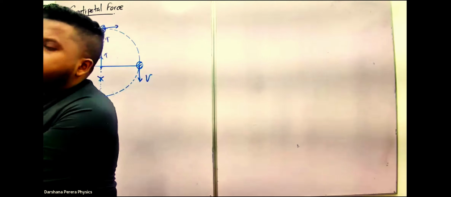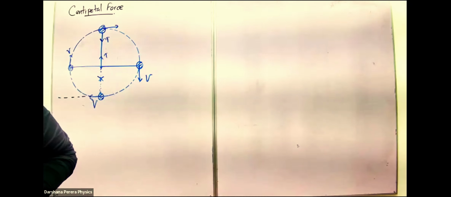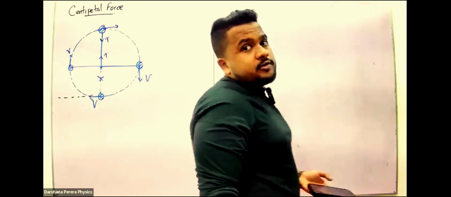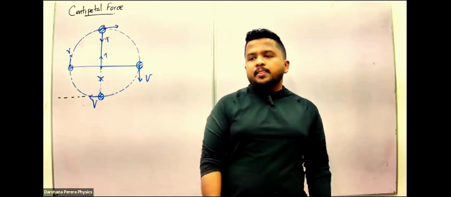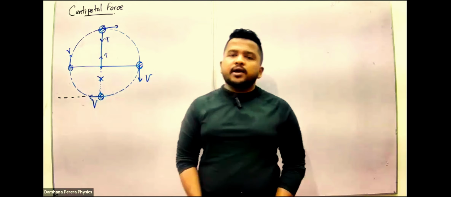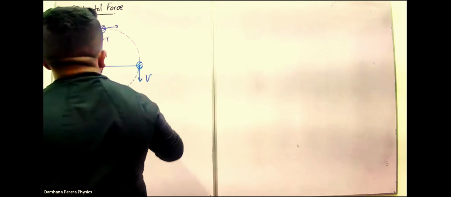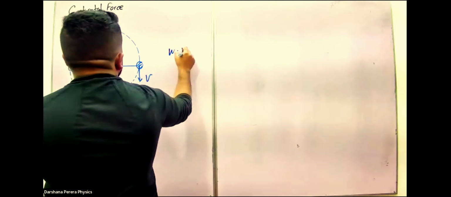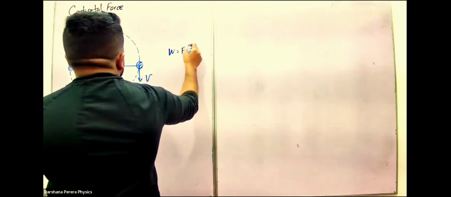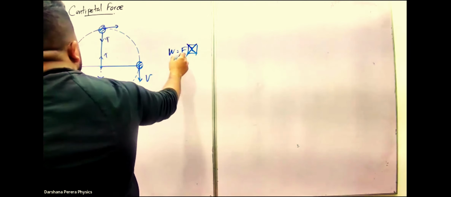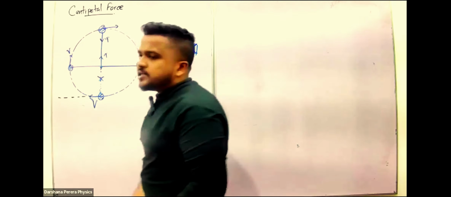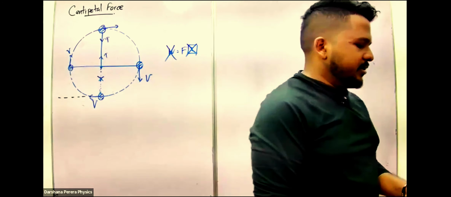Write down the point. There is no work done by a centripetal force, right? You have to memorize that there is no displacement, and because of that, there is no work done. Why? Work done is W equals Fx. Because when there is no displacement along the center direction, there is no work done. Okay? Right.